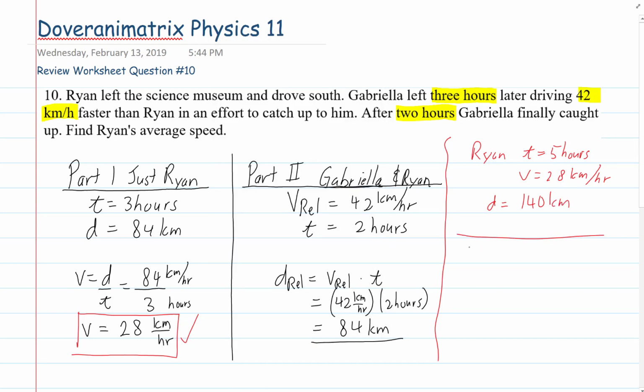The second thing we can check is now Gabriella. Her time was only 2 hours, and her speed was 42 kilometers an hour faster than Ryan. So that is going to be 70 kilometers per hour. Is her distance the same? Distance is velocity times time, and 70 times 2 is 140. So she traveled 140, he traveled 140, it all checks out.